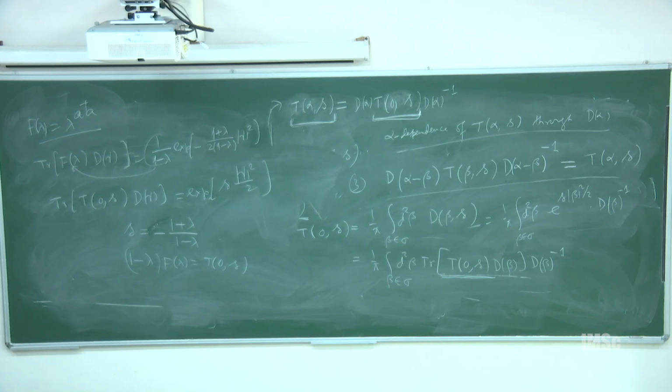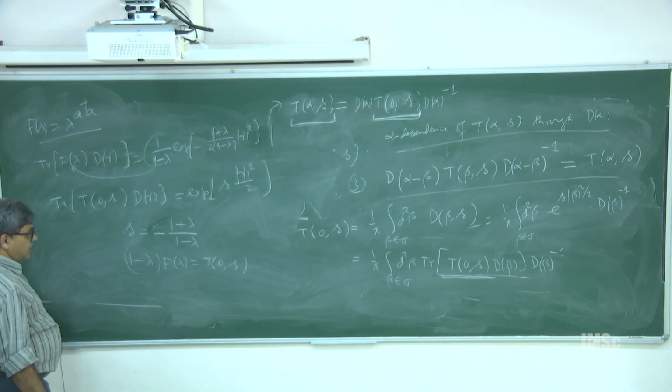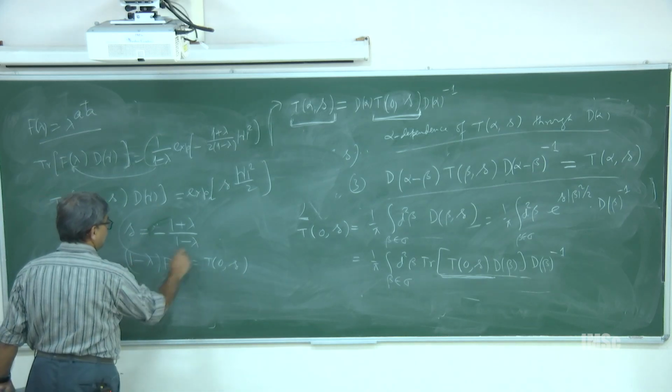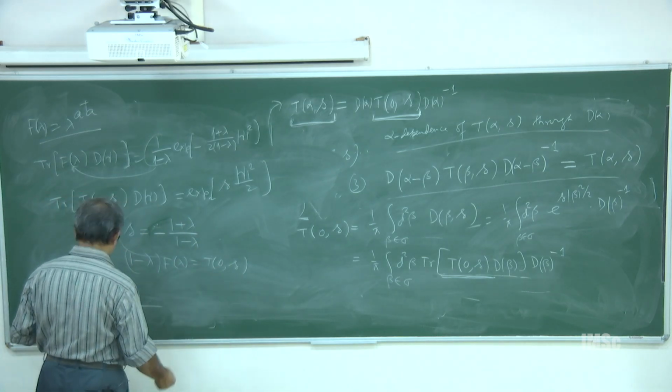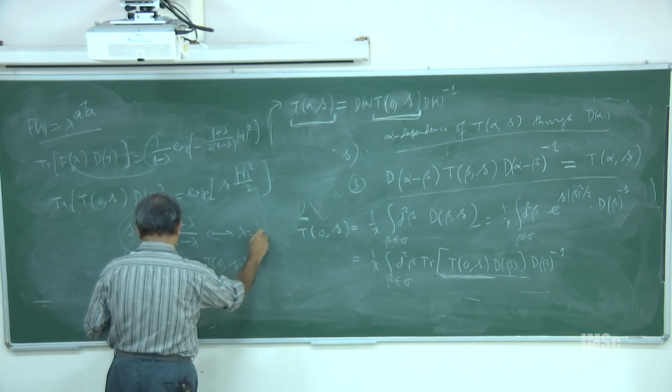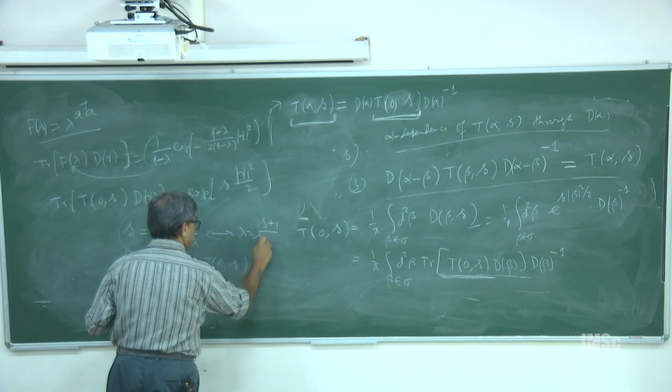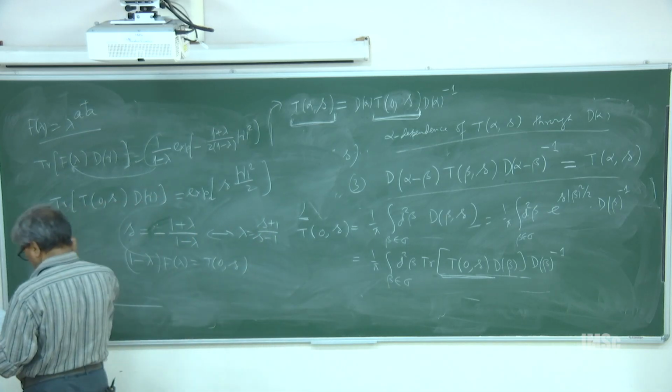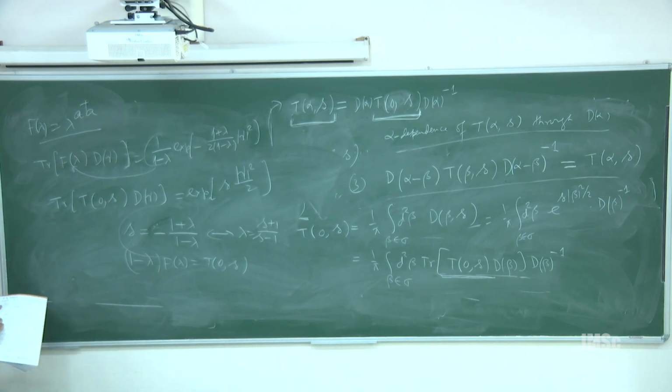And if we do displacement, we will get the other unitary transformation using that equation. So this is your s, and this is equivalent to lambda equal to s plus 1 by s minus 1.